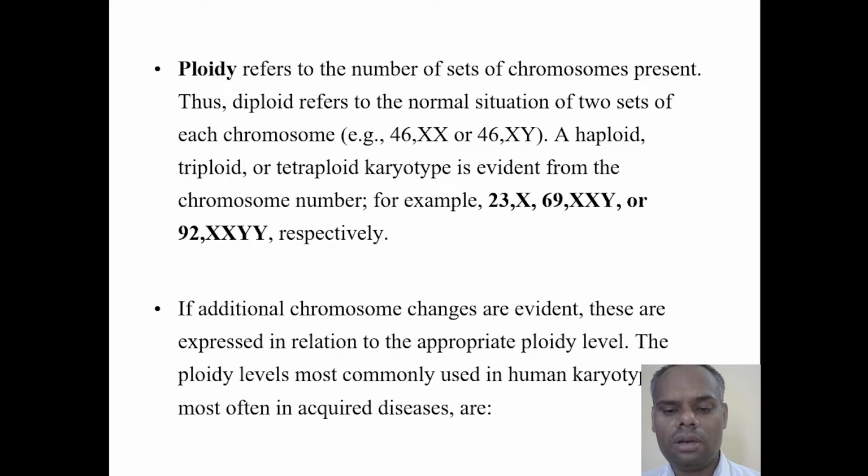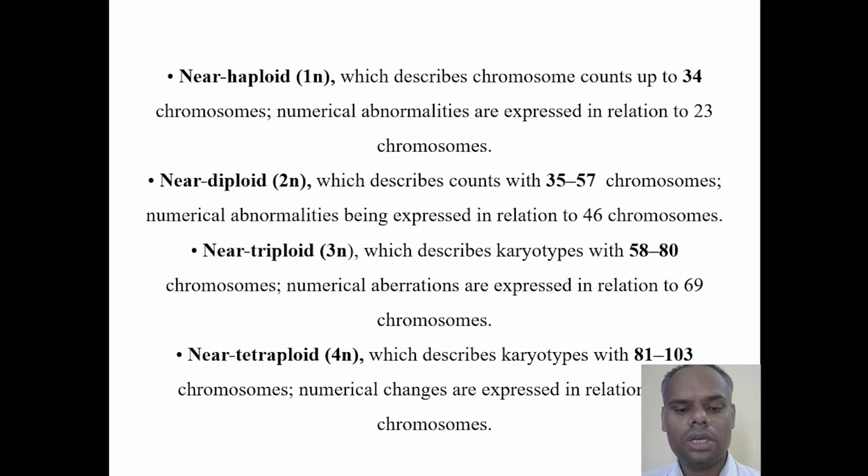The ploidy levels most commonly used in human karyotyping, most often in acquired disease, are near haploid 1N, which describes a chromosome count up to 34 chromosomes. Numerical abnormalities are expressed in relation to 23 chromosomes. Near diploid 2N, which describes a count of 35 to 57 chromosomes, numerical abnormalities being expressed in relation to 46 chromosomes.